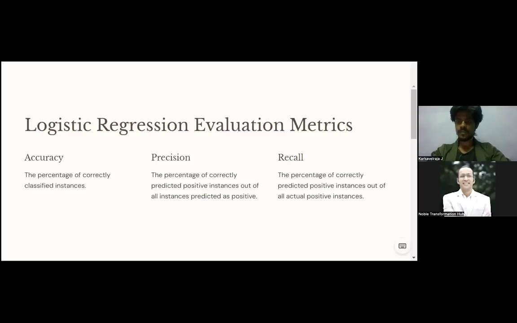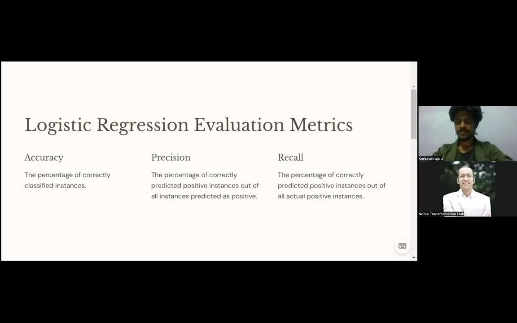Okay, actual positive is the entire positive. And precision is only from the positive instances out of all instances predicted as positive. So there is a complete correlation if you see in these concepts. Accuracy is the percentage of correctly classified instances, and then you have precision and recall.